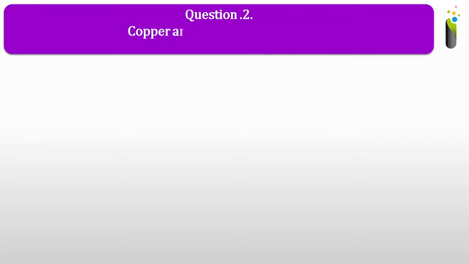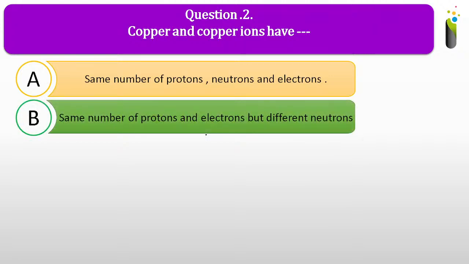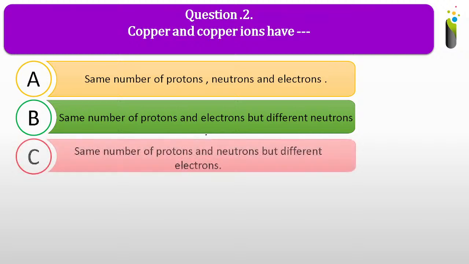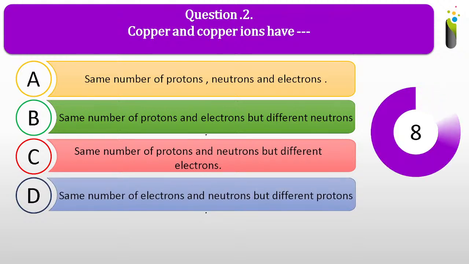Going to the next question, number 2. Copper and copper ions have dash. So listen to me very carefully. The question is, copper and copper ions have dash. A. Same number of protons, neutrons and electrons. B. Same number of protons and electrons but different neutrons. C. Same number of protons and neutrons but different electrons. D. Same number of electrons and neutrons but different protons.